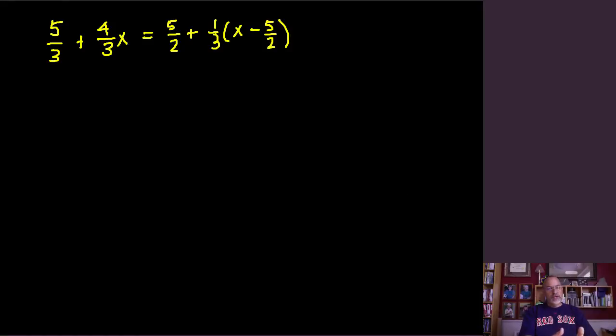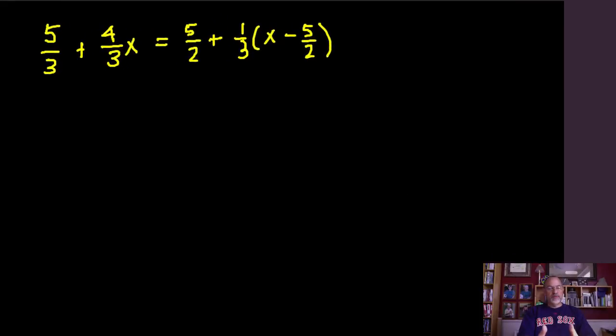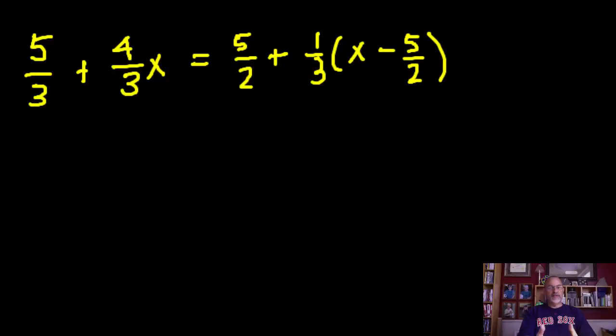So in this equation we have 5/3 plus 4/3 x is equal to 5/2 plus 1/3 times the quantity x minus 5/2. Now that's a lot of fractions, and we could determine the least common multiple and get common denominators, but let's remove the fractions. So as I said, the first thing is we have to remove the parentheses. So we have to distribute over here first. So let's go ahead and do that.